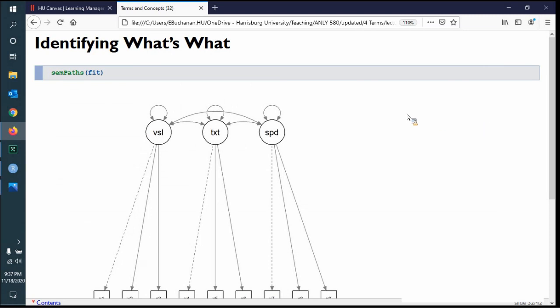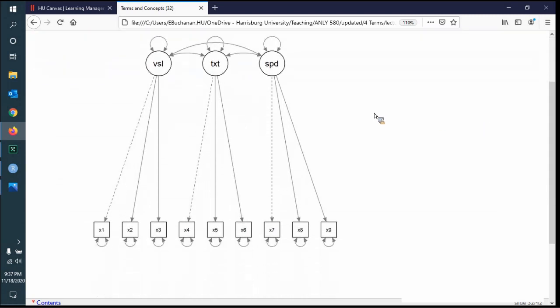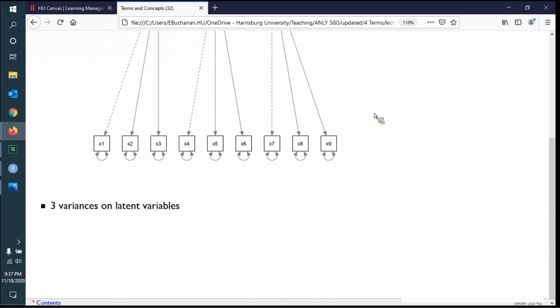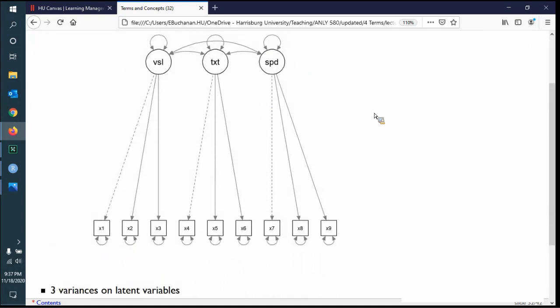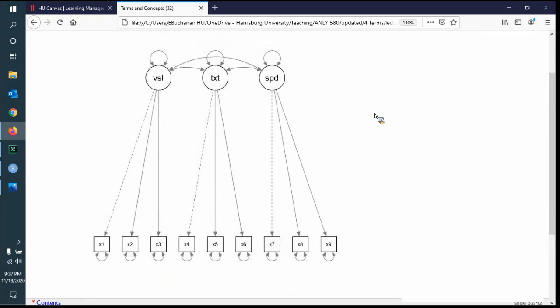All right, so getting into this identification issue. On this slide, let's talk about what is being measured here. We talked about how we have 3 latent variables, and this is part of the assignment. So how many latent variables are there? 3 circles. How many measured variables are there? 9 squares.